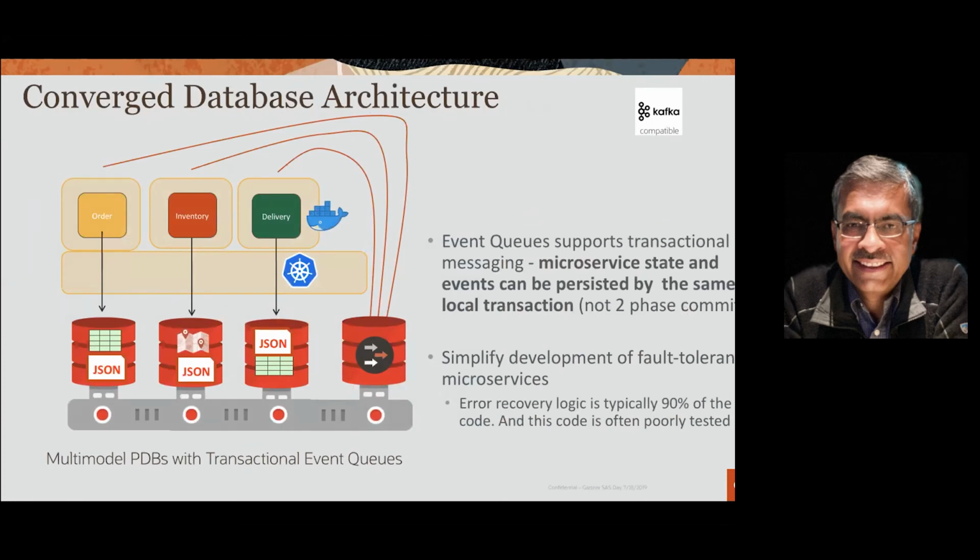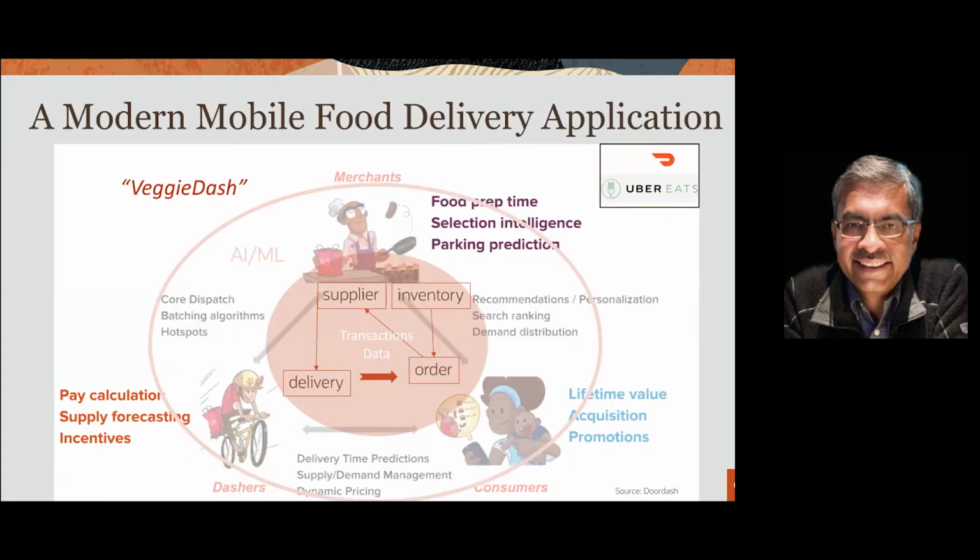This is what the converged database architecture looks like. People, of course, want to deploy containers and Kubernetes at the app layer, and then PDBs with various data types, right? So there's JSON data type, there is relational, there's spatial, and then the example that we're talking about, the mobile food delivery, we'll talk about these things. This is the example, right?